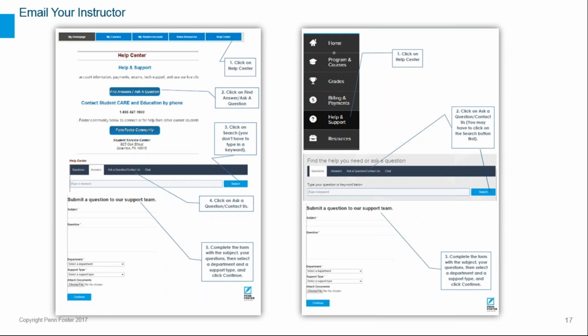If you have this kind of account, you can click on Help and Support. You may have to click on that search button first and then click on Contact Us and then fill out the form here or there and submit your questions, and that will send your email to our email system. If you have a math question, for example, whoever is going to handle the email will transfer that to the math department.